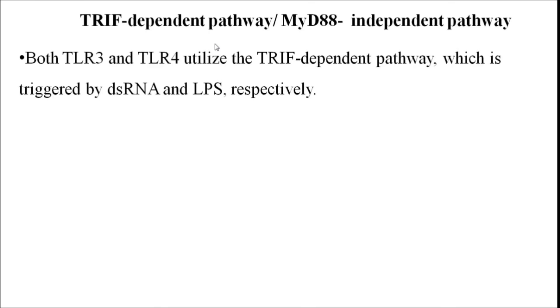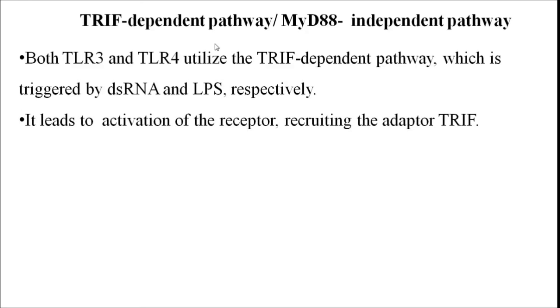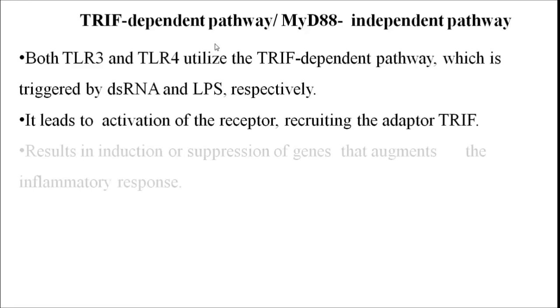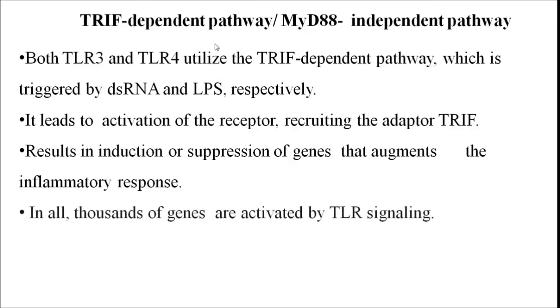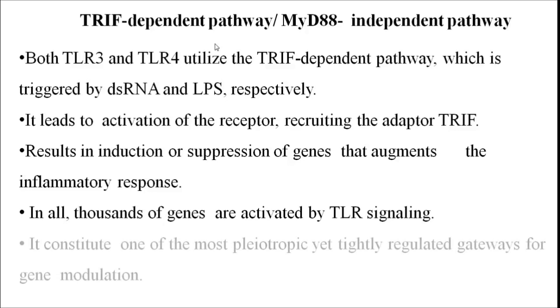Both TLR3 and TLR4 utilize this TRIF-dependent pathway, which is mainly triggered by double-stranded RNA and lipopolysaccharide, and it results in activation of the adapter TRIF. It results in induction or suppression of genes which are responsible for the generation of inflammatory responses. So, in this case, thousands of genes are activated by this toll-like receptor signaling, and it results in the generation of pleiotropic effects by gene modulation.